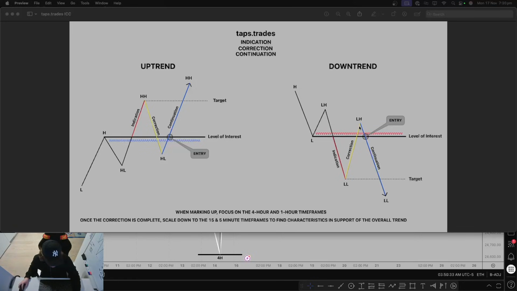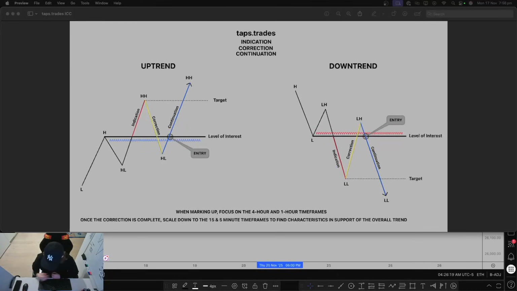And then what we're looking for here, the continuation phase, when price breaks below this low here, which is our level of interest, we then enter a trade. We then take profit or set our take profit level at this previous lower low. And for me personally, I always have a take profit at the halfway point as well. And that's as simple as it is.